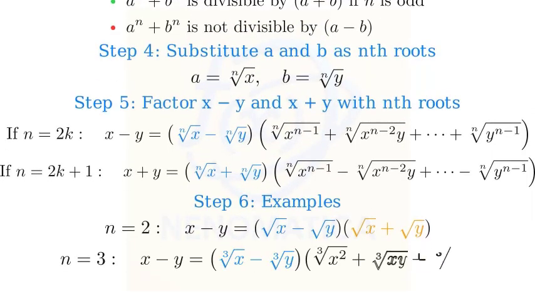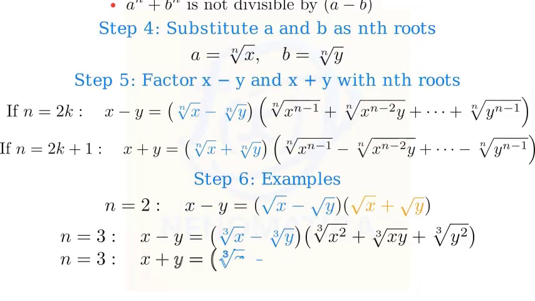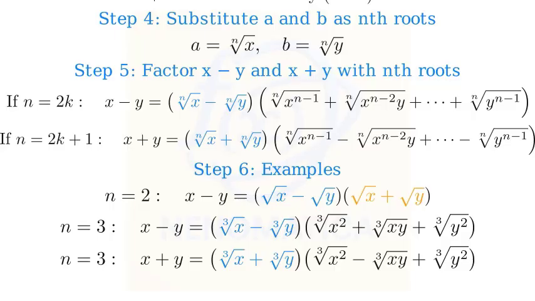Example 2. For n equals 3, the difference x minus y factors as (cube root of x minus cube root of y) times (cube root of x squared plus cube root of xy plus cube root of y squared). Example 3. Also for n equals 3, the sum x plus y factors as (cube root of x plus cube root of y) times (cube root of x squared minus cube root of xy plus cube root of y squared).